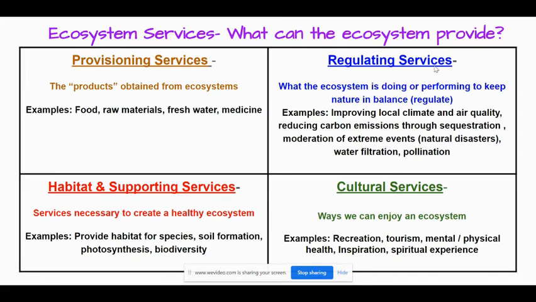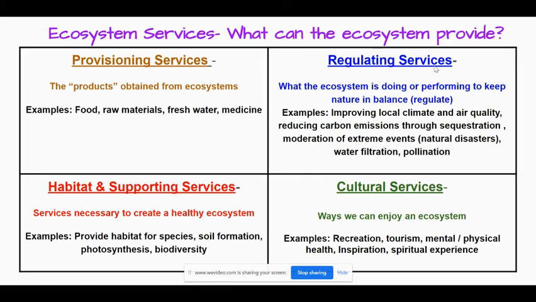All right, the last one we're going to look at is cultural services, and we take this from the human perspective. These are different ways that we can enjoy the ecosystem without actually taking anything from the ecosystem, just being present and integrating ourselves within nature. Some examples of this would be different kinds of recreational activities, tourism. Being outside in nature can help with your mental and physical health. It can give you inspiration for different art or some type of spiritual experience.